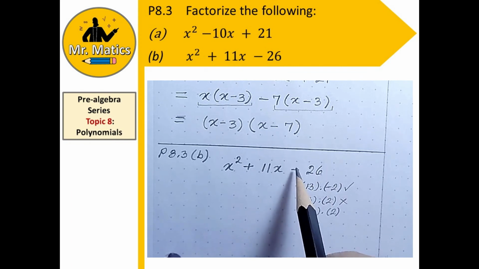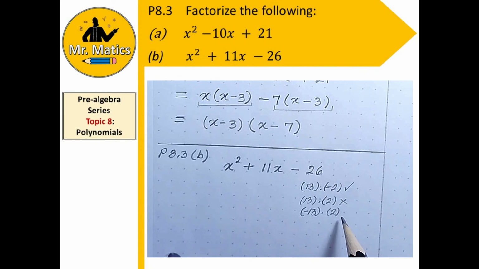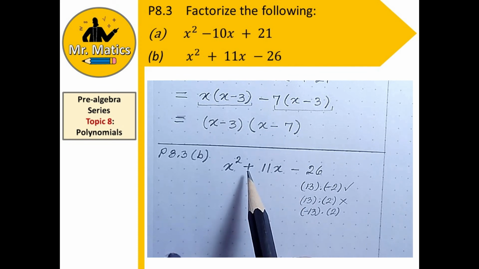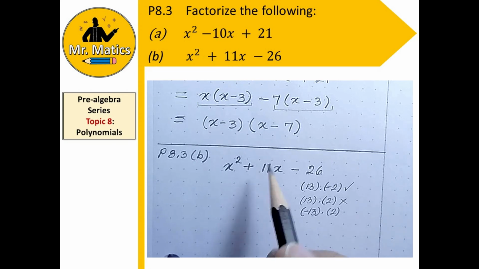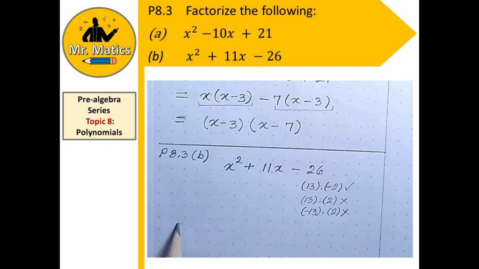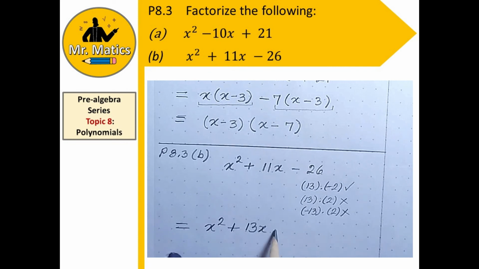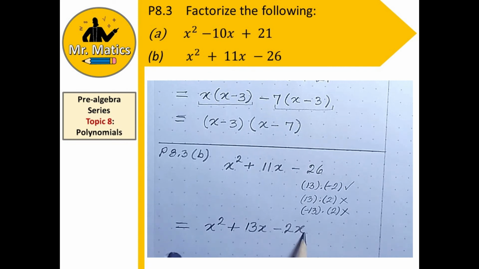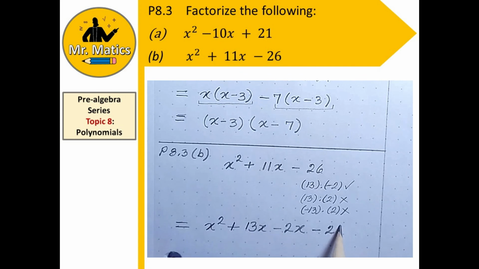That negative sign is important. And minus 13 and 2, that also gives you minus 26. But I have a plus 11. So I cannot have a minus 13x plus 2x. So I cannot use that either. So I should be using 13 and minus 2. So let's write that expression. x squared plus 13x minus 2x minus 26.